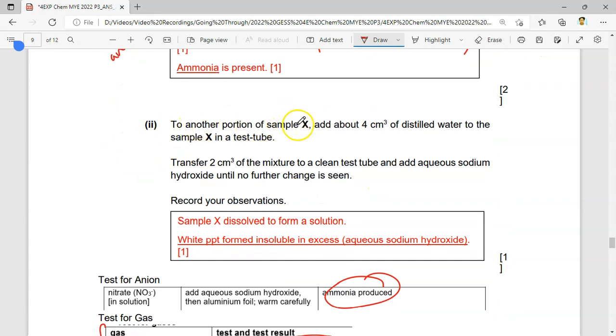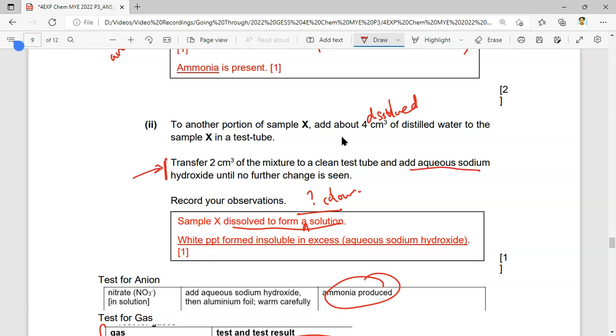Next, to another portion of sample X, add about 4 cm3 of distilled water. So add this just to dissolve. This is just to dissolve. You can write down your result if you want. So dissolve to form a solution. In actual fact, you should write down dissolve to form a what color solution. The color, you should write it down. But obviously in this question, we're not looking out so much for the color. The 1 mark is actually given to here.